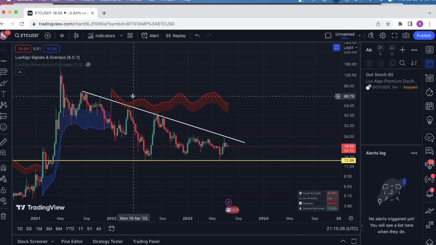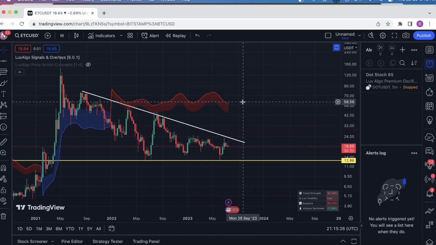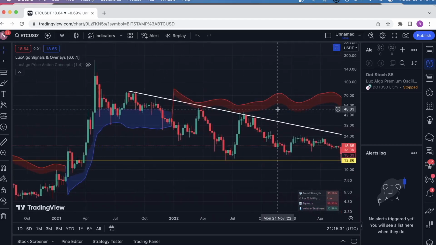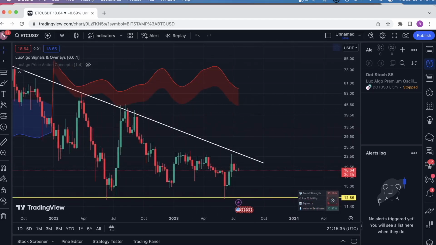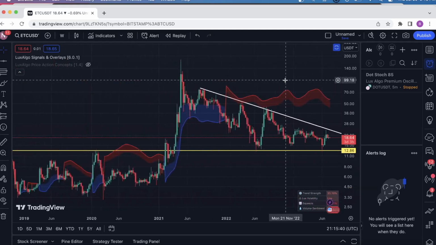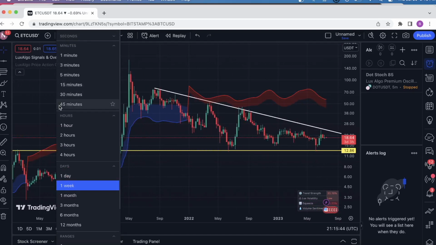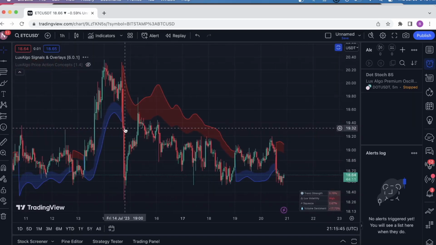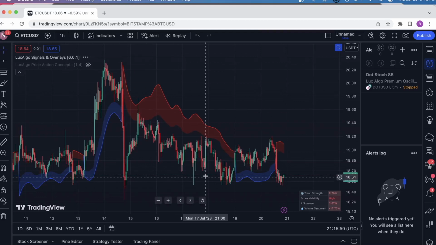But when we break this downtrending line, and if we're able to flip this red Smart Trail to blue, that will be a very good sign that we're in the next phase of the upswing, the next leg up. So let me see if there's any short-term trade opportunity you can look for. There is. We came down to this, so we're just in a range.